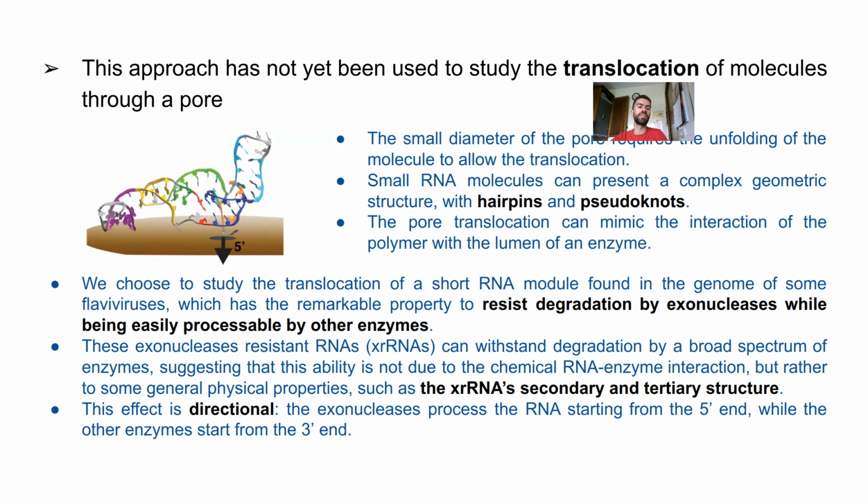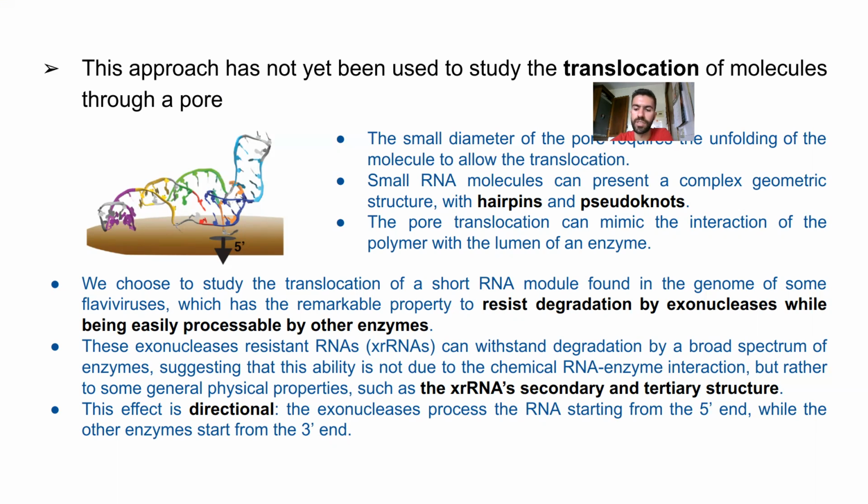So what we did, we chose to study the translocation of a short RNA module found in the genome of some flaviviruses, like the Zika virus, which has the remarkable property of resisting degradation by exonucleases while being easily processable by other enzymes. These exonuclease-resistant RNAs, as they are called, can withstand degradation by a broad spectrum of different exonucleases.